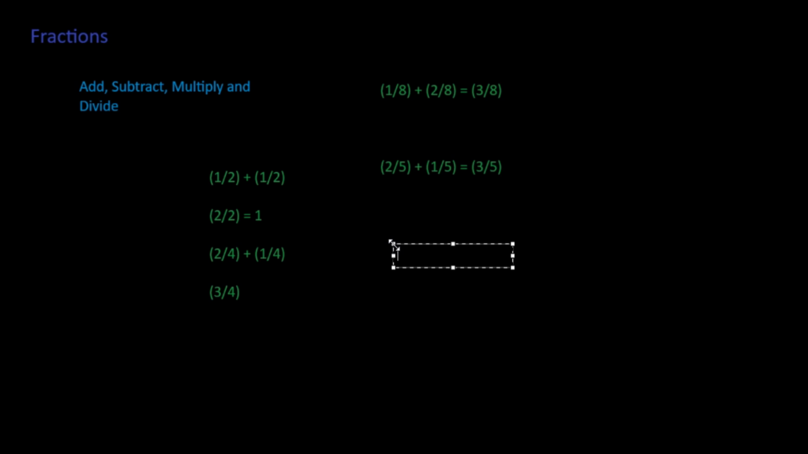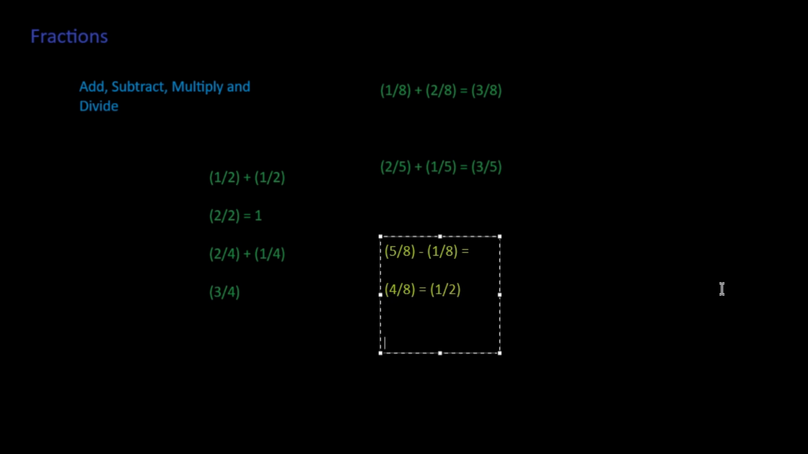Okay, let's try subtraction. Let's say we have 5/8 minus 1/8. What will our answer be? Well, we'll say 5 minus 1, that's equal to 4, and that's 4 all over 8. And this can actually be reduced. 4 divided by 8 is equal to 1 divided by 2, so that can be reduced.